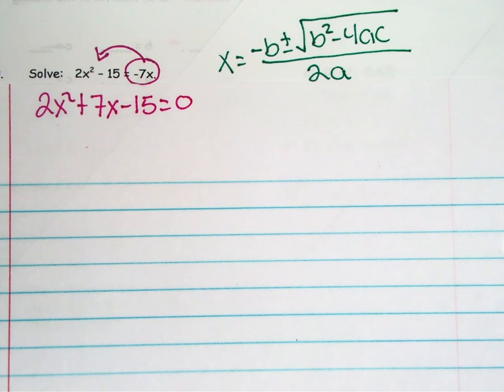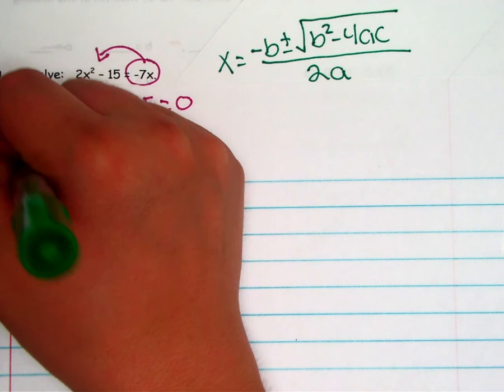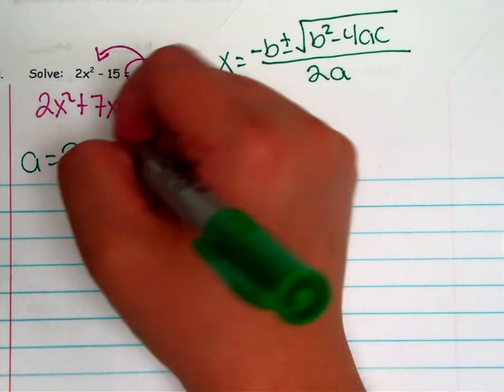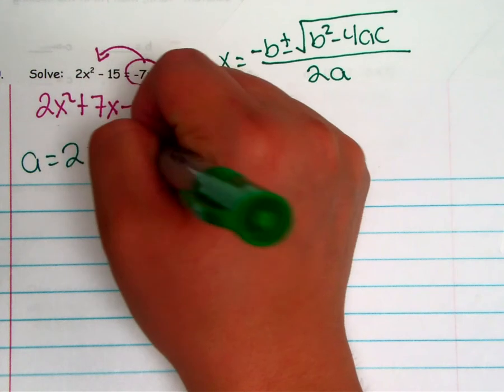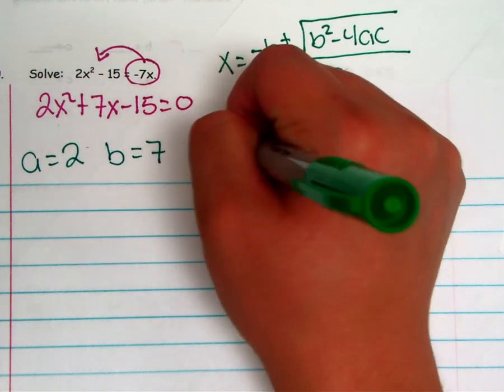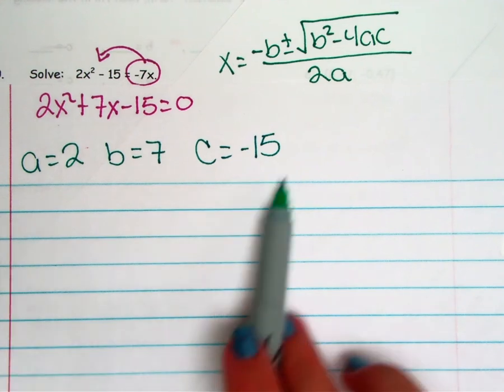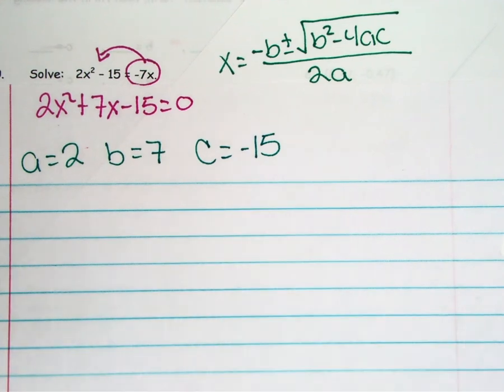Now that I have it equal to 0, I need to identify what's my a, what's my b, what's my c. And then I can use the equation. So, a is going to be 2, because it's the very first number in front of my x squared. My b is going to be 7, and my c is going to be negative 15. I'm going to use this and the formula, just plugging everything in.